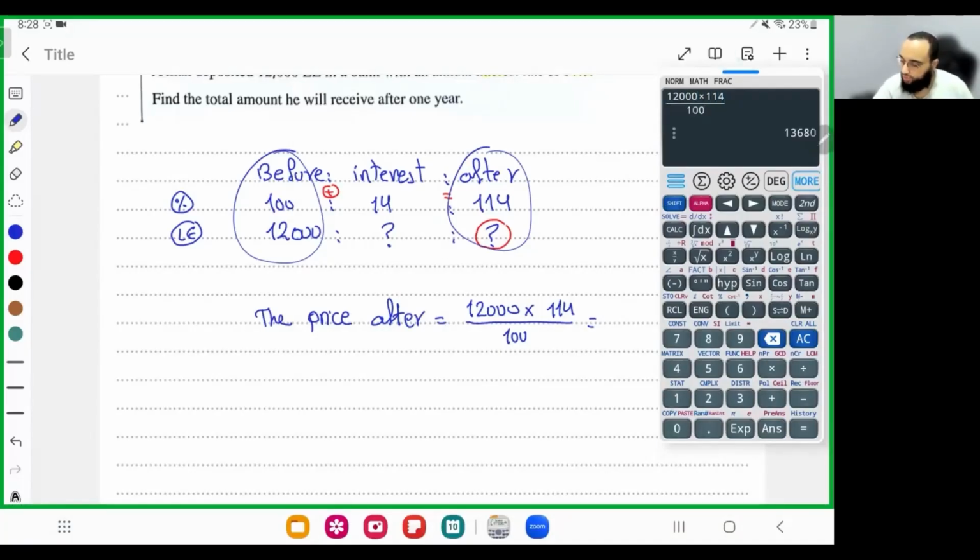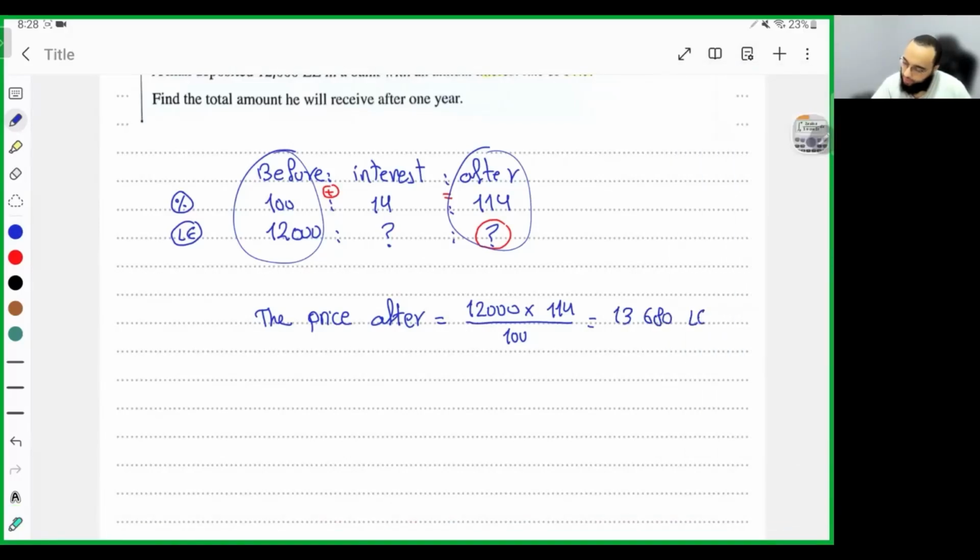It's 13,680 LE. You did the homework, Imran? You did the homework? Yes. You sent that? You sent the homework? Yes. You solved the quiz? No. Why? So, head chairman. Okay.